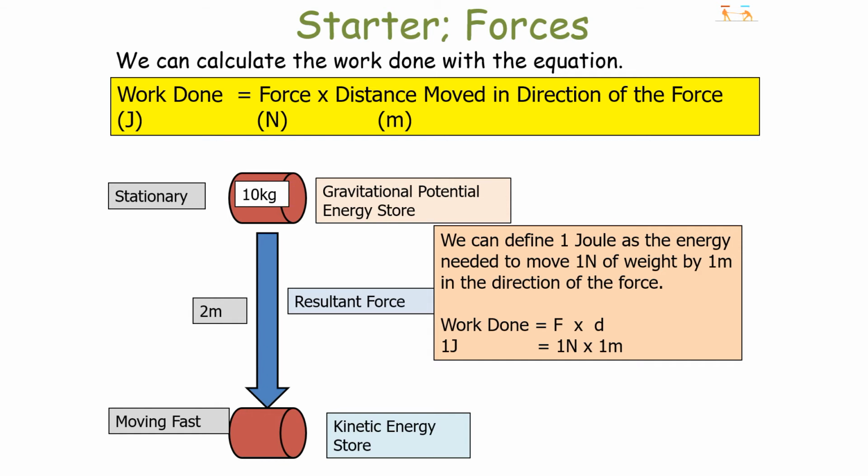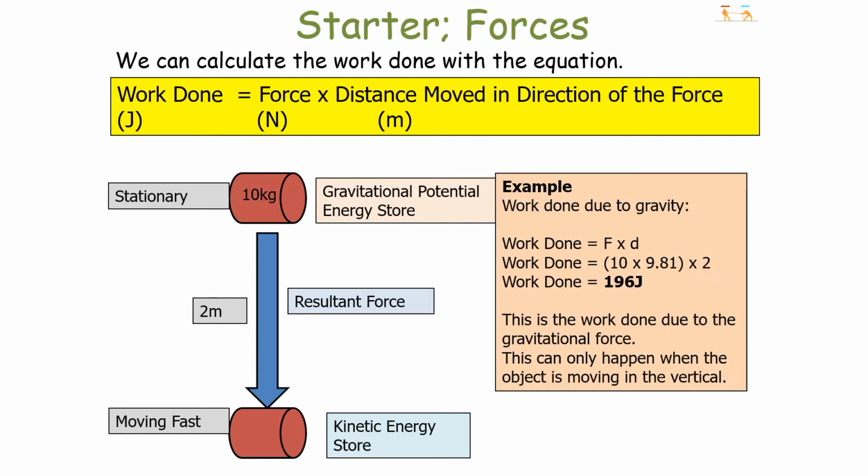Now we can do another example of this calculation by working out the work done due to gravity. We know that work done is equal to force times distance in the direction of the force. In this example, a 10 kilogram mass gives us a weight or force of 10 times 9.81. Then we multiply it by the distance moved in the direction of the force, which in this case is 2 meters. So the work done in this example is 196 joules. This is the work done due to the gravitational force.